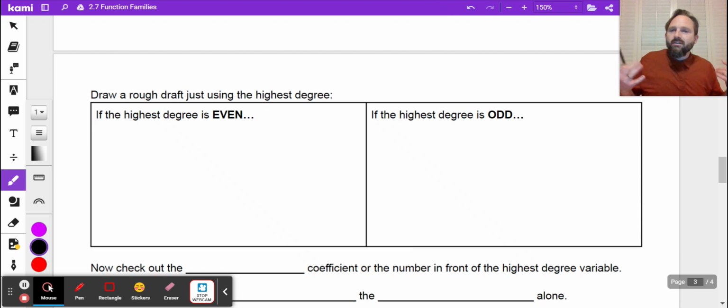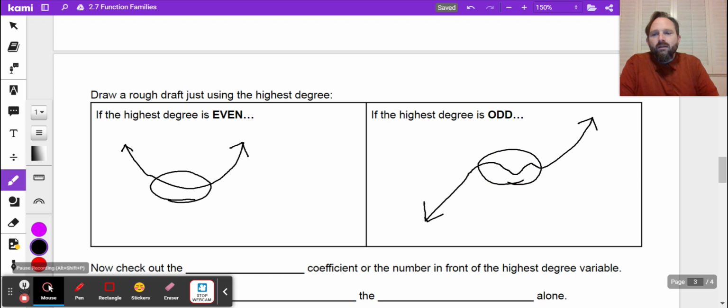Draw a rough draft using the highest degree. If the highest degree is even, draw it. If the highest degree is odd, draw it. Let's see if you're right. In 3, 2, 1. If the leading coefficient is positive, then they should be pointing up, both sides, if the highest degree is even. Now, if the highest degree is odd, as it goes left, it's going down. As it goes right, it's going up.